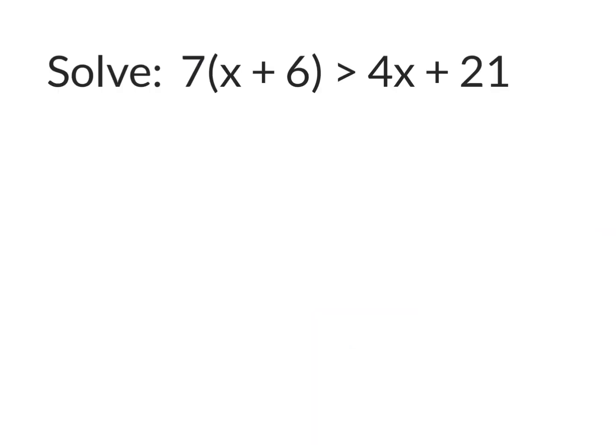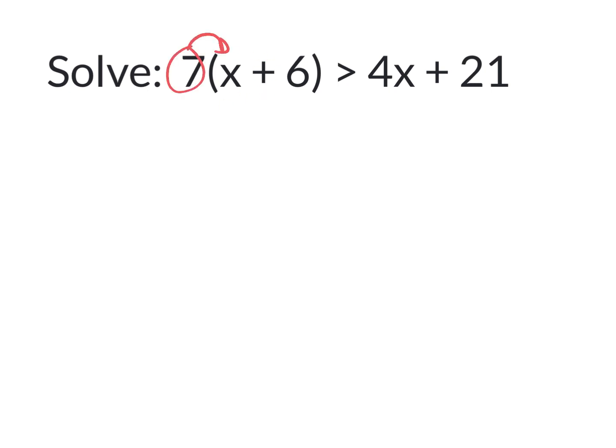Another multi-step inequality that we need to solve. Step 1 is to simplify each side, do distributive property and/or combining like terms. On the right side, there's nothing to do. You can't add 4x and 21. That's like saying I have 4 oranges, I want to add 21 cookies. You can't do that. They're not like terms. But on the left side, you could do distributive property. So let's start with that.